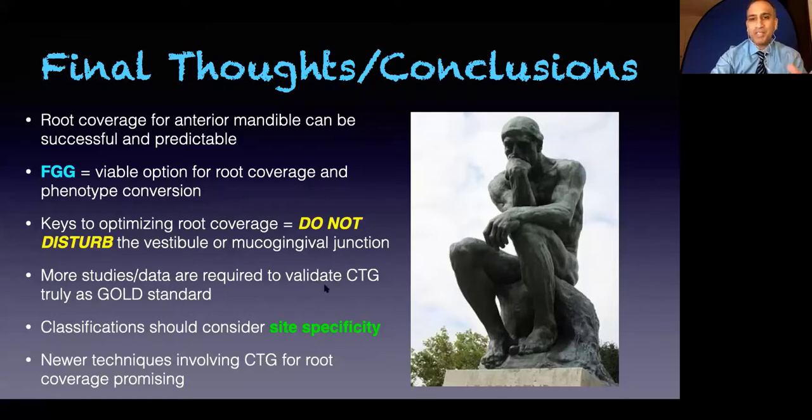But classifications should also consider some degree of site specificity, because I think that success and predictability are different when you move from the anterior mandible to the maxillary anterior, for example. And I like the fact that we've got these newer techniques for connective tissue grafting where root coverage is actually quite promising, successful, predictable, and more importantly, replicable.